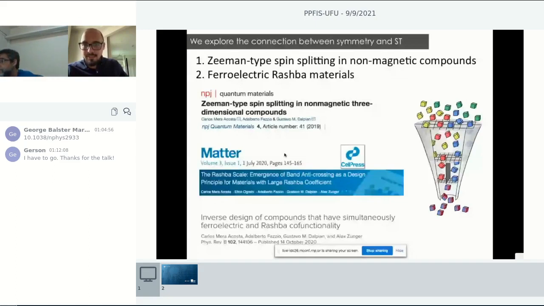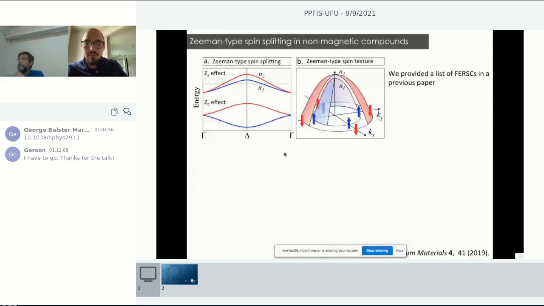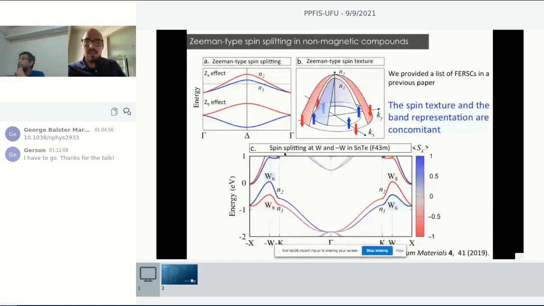I'm presenting these titles here because I would like to discuss at least one of them to convince you that there is a relation between symmetry and the spin polarization. Let me try to explain very quickly what is happening here. In figure A, we have the band structure of a compound. This is just a schematic illustration. This is the band structure of a compound that is centrosymmetric.